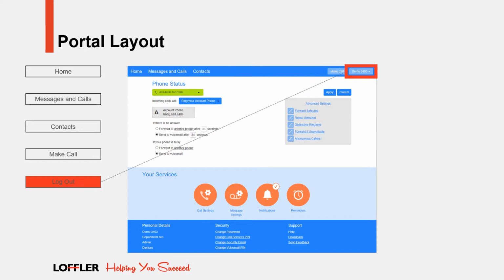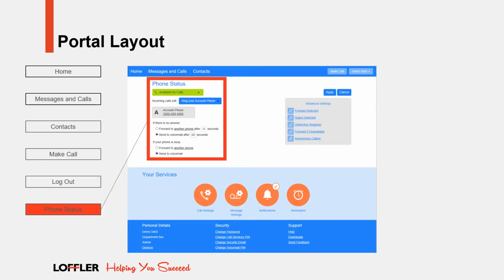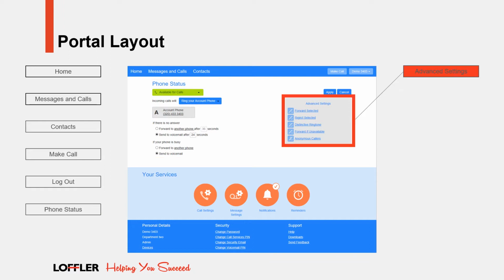If you click on your name in the upper right-hand corner, you have the option to log out. The Phone Status area will let you put your phone into a Do Not Disturb state, choose which devices to ring, when to forward, and where to forward to. The Advanced Settings square will allow you to set defaults for forwarding, rejecting, setting distinctive ringtones, forwarding if you are unavailable, or rejecting anonymous callers.